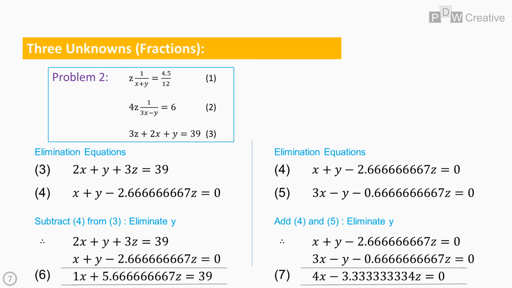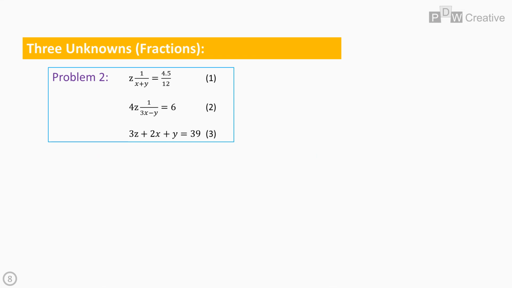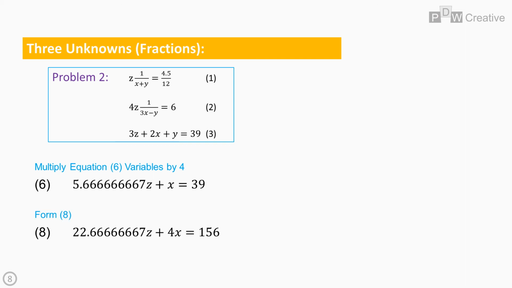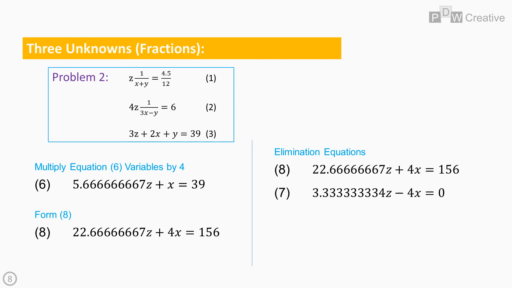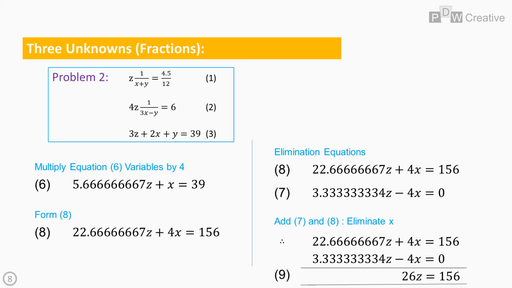We can take equations 6 and 7 and eliminate x or z. I'm going to try x, but either will do. To eliminate x, it must be equal across equations 6 and 7. Currently it is not, so we need to form equation 8. So let's multiply each equation 6 variable by 4. So now let's eliminate, and we take equation 8 and equation 7. Let's add them to remove x. 4x is removed by adding negative 4x.